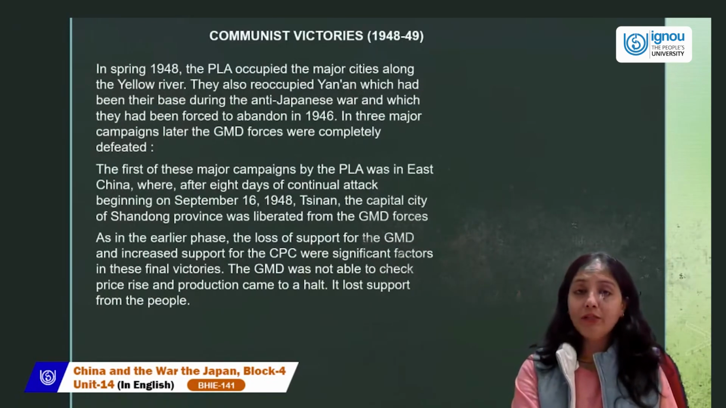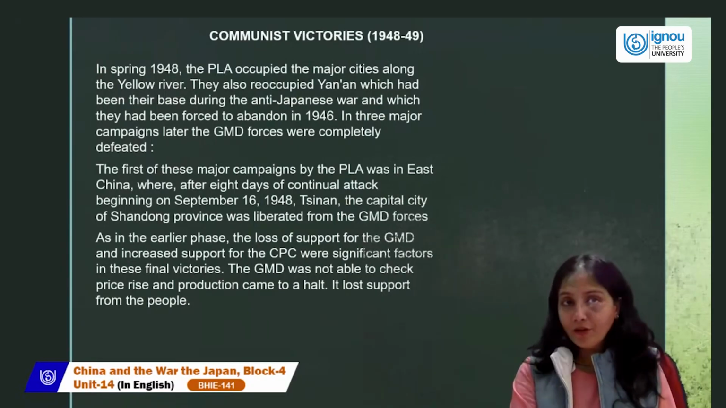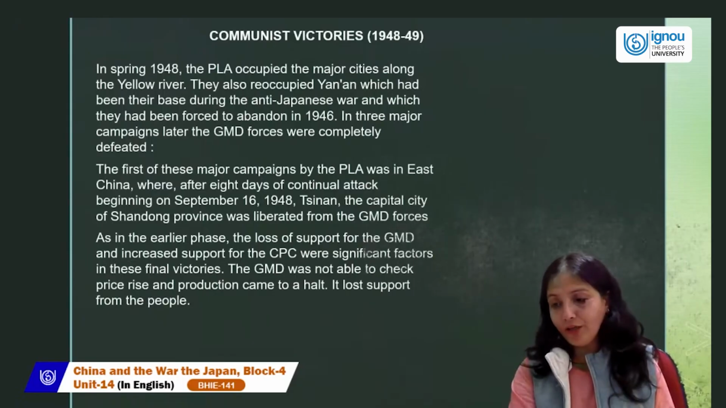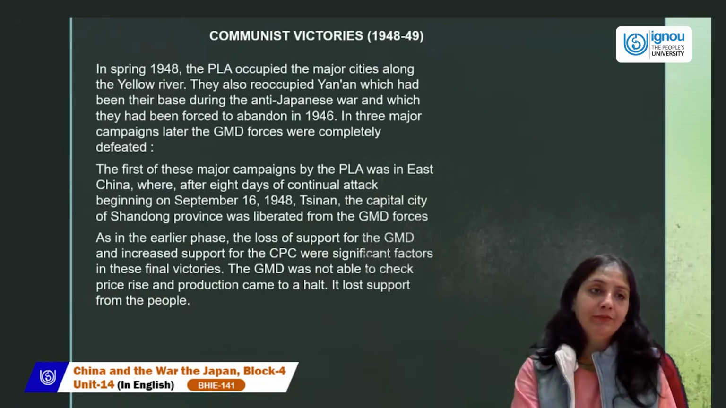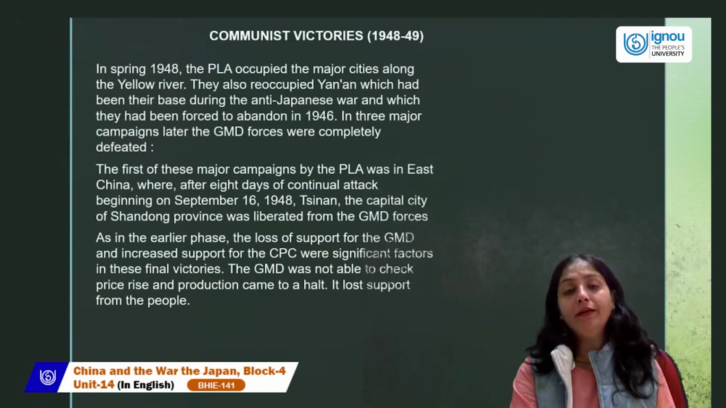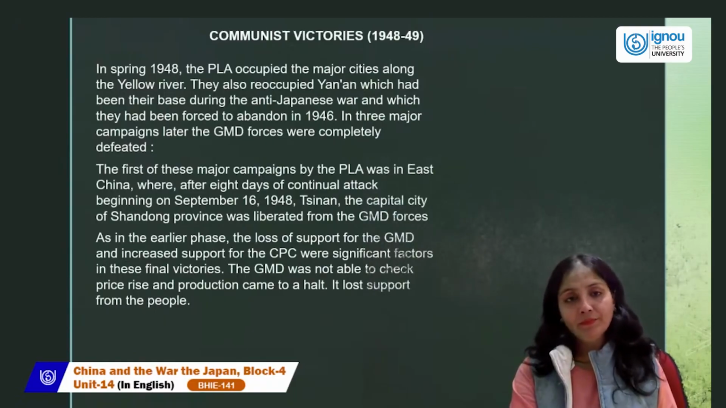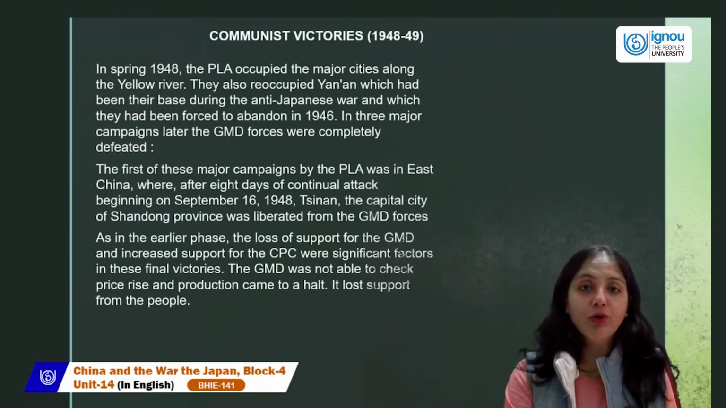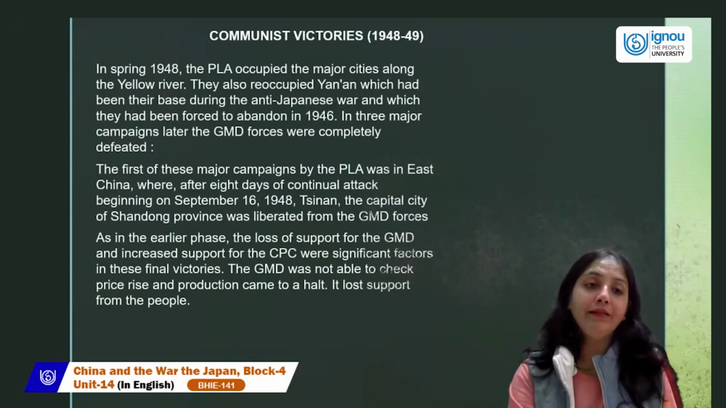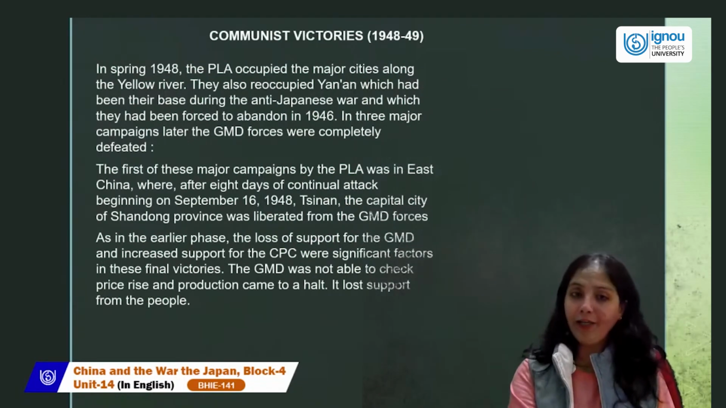Next, we are going to cover communist victories, how victories came in front of communists in 1948 to 1949. In spring 1948, the PLA occupied the major cities along the Yellow River. They also reoccupied Yan'an, which had been their base during the anti-Japanese war and which they had been forced to abandon in 1946.